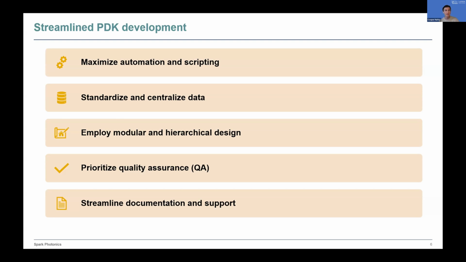Another goal would be to prioritize quality assurance. So Aysan mentioned this a bit. Develop a comprehensive set of quality assurance cells and test cases for your P cells and DRC. This would help if you also could validate the simulation models against measured chip data that you get back from the fab. And then finally, streamline your documentation and support.